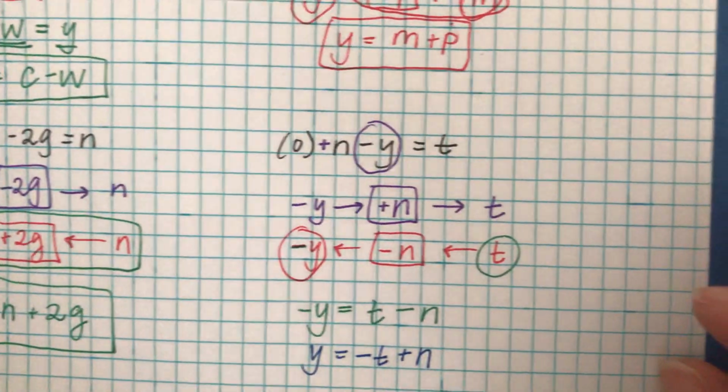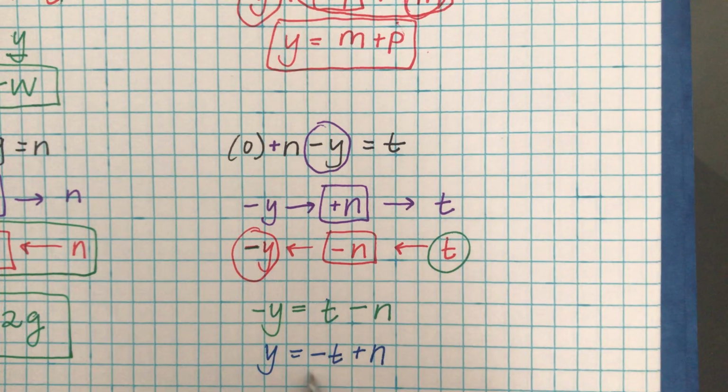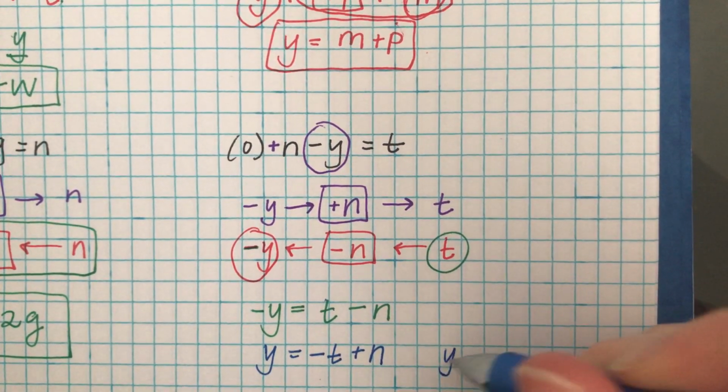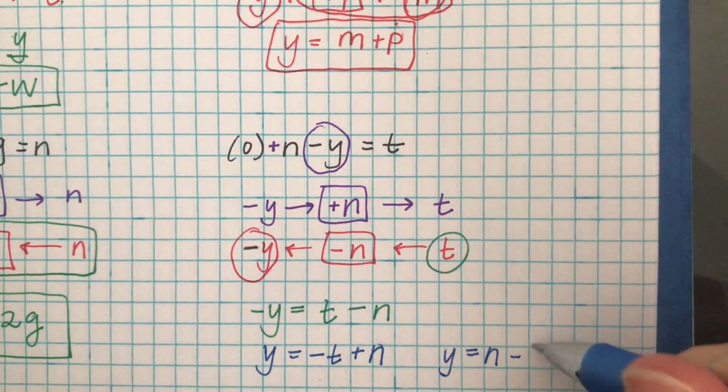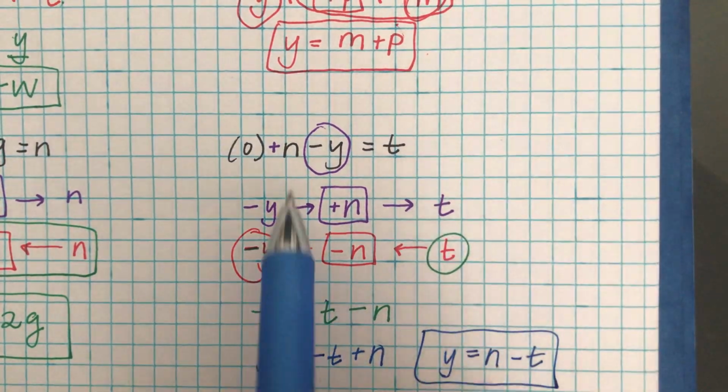That's not a very nice way of writing that. It looks kind of sloppy with this minus value first. So what I'm going to do is rewrite this as n coming first and then minus t coming second. All right, that one's a little bit more complicated.